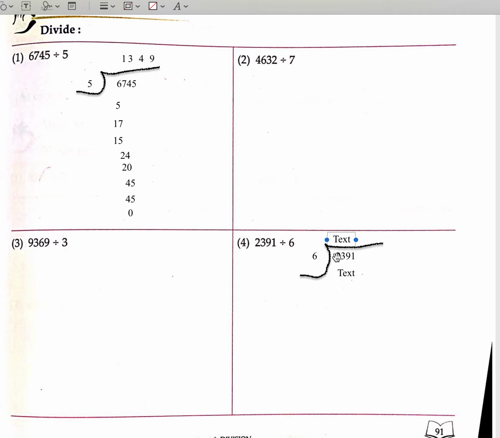अब 2 is smaller than 6. That's why we have to take the next number, which is 3. So 23. अब 6 into what is closest to 23? That would be 18. So 6 threes are 18. अभी हम करेंगे 23 minus 18, which is equal to 5. Then we will bring down 9.